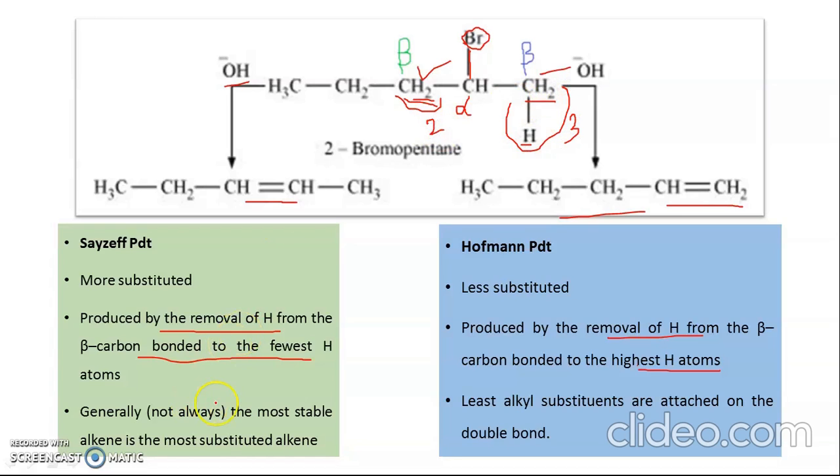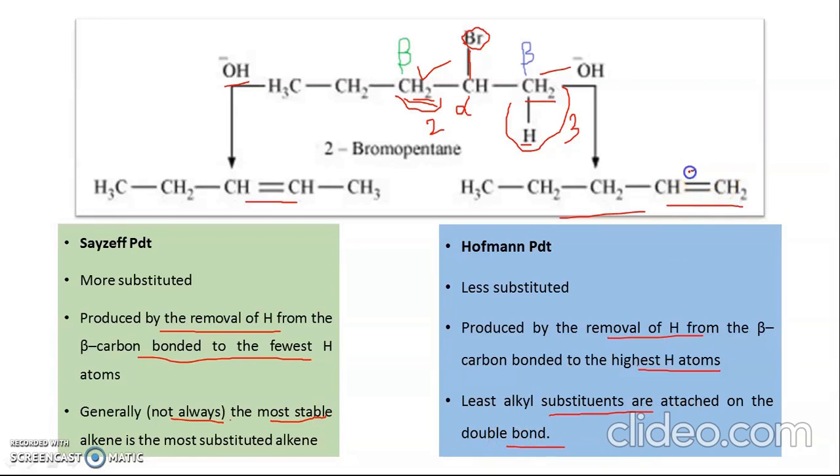Okay. Now Saytzeff, that is generally, though it is not always specific, it is not exclusive, in most of the cases the most stable alkene is the most substituted alkene. In most of the cases, remember, not always. We will also see some cases where you will see that this rule is not followed. So generally the most stable alkene is the most substituted alkene, and the least alkyl substituents are attached on the double bond in this case.